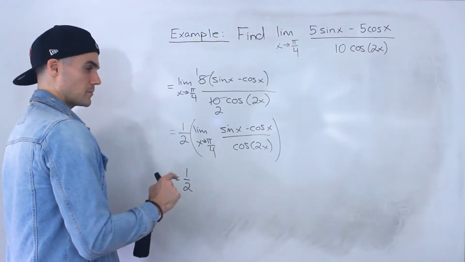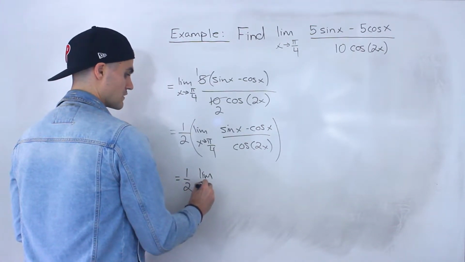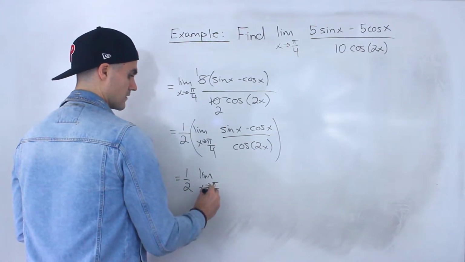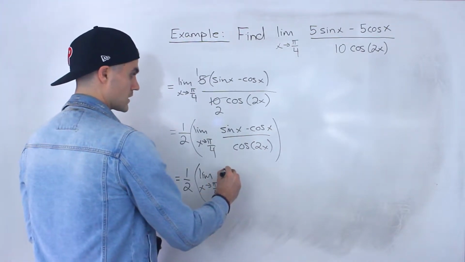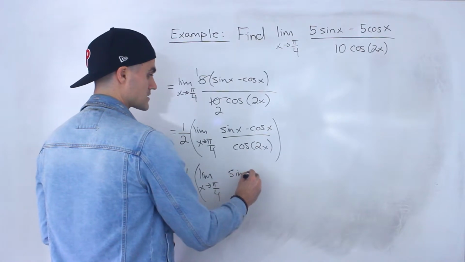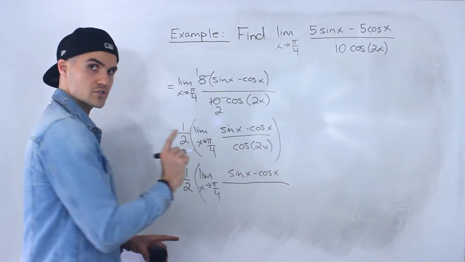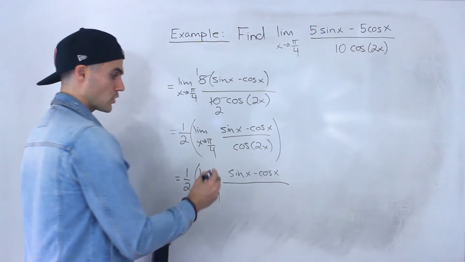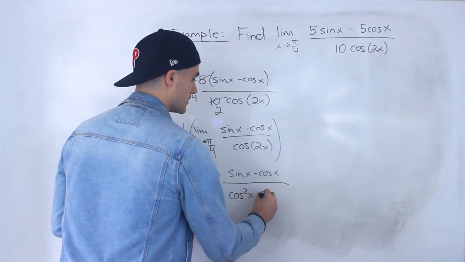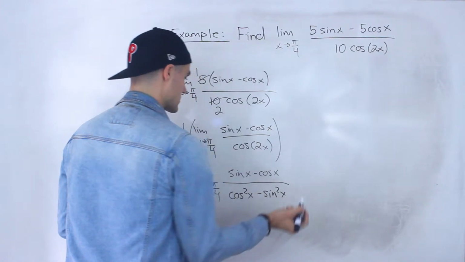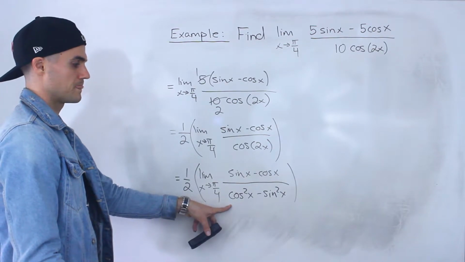We can use L'Hopital's rule, but what I'm actually going to do is something different. I'm going to use factoring. Do you see how we could do that? Basically, the sine x minus cos x stays the same in the numerator, but what does cos 2x equal? If you remember, the double angle formula says cos 2x is cos squared x minus sine squared x.